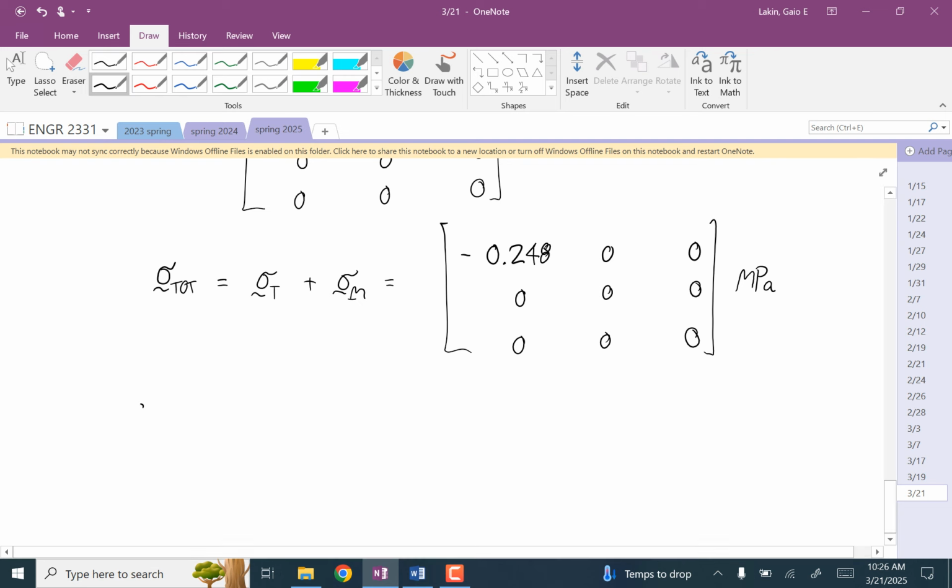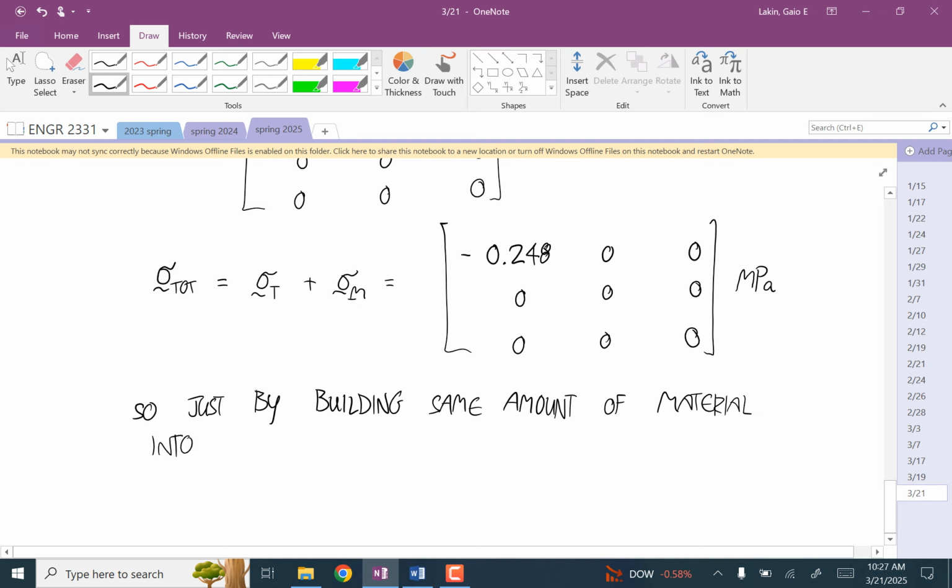Okay. So just by organizing, that's a terrible word for what I'm talking about, building the same amount of material into a different cross-section, we got a huge decrease in stress.